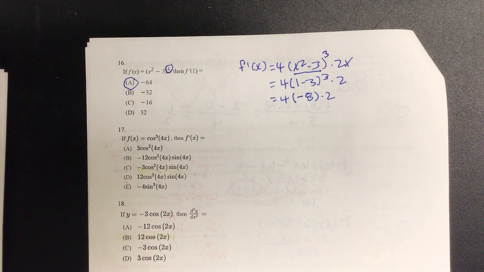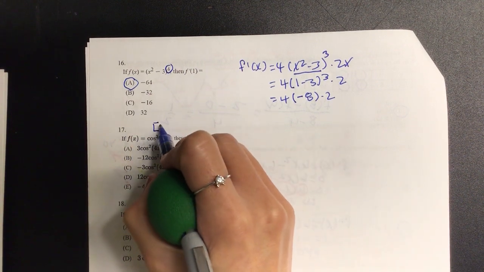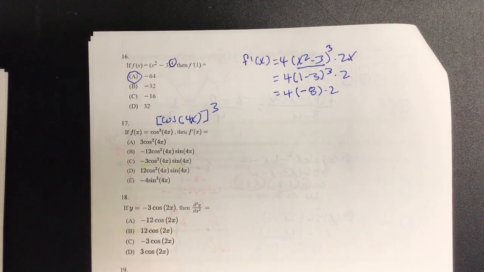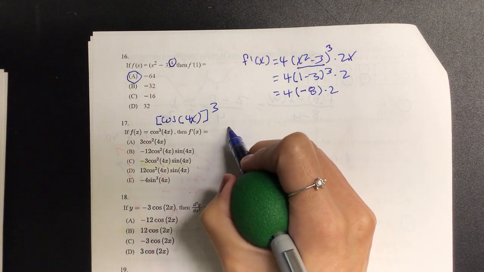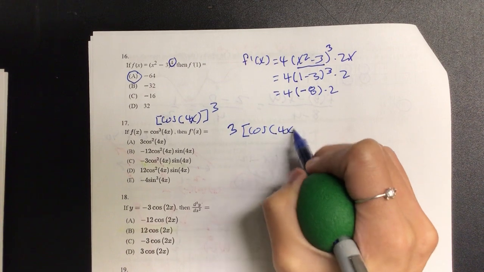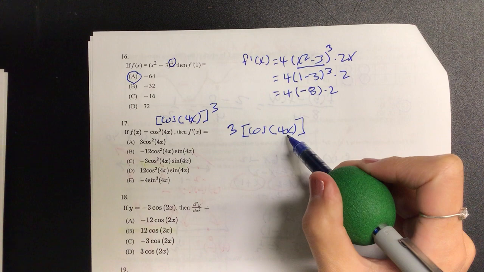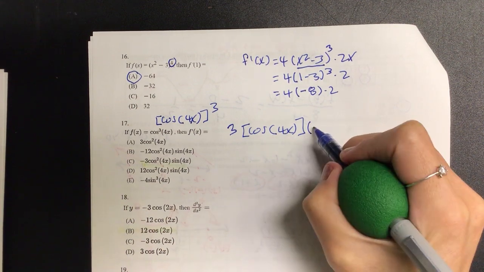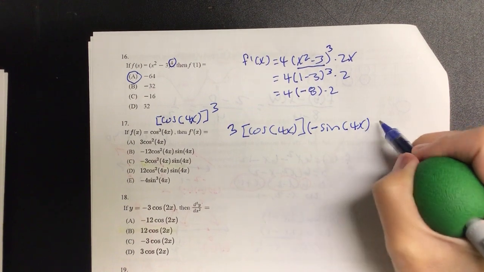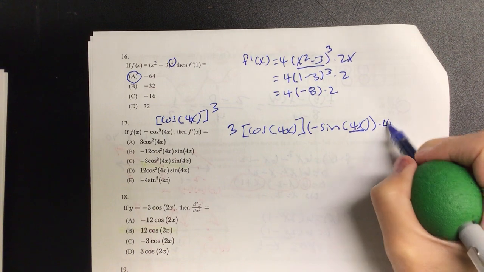Number 17 is another chain rule, and I'm going to rewrite this. Let's rewrite this one as cosine of 4x all cubed. So we bring the 3 down, keep the inside as it is. In the inside, there are two things happening. Cosine happens first, and then 4x. What is the derivative of cosine? Negative sine, and you keep the next inside alone. And then multiply by the inside, which is 4.